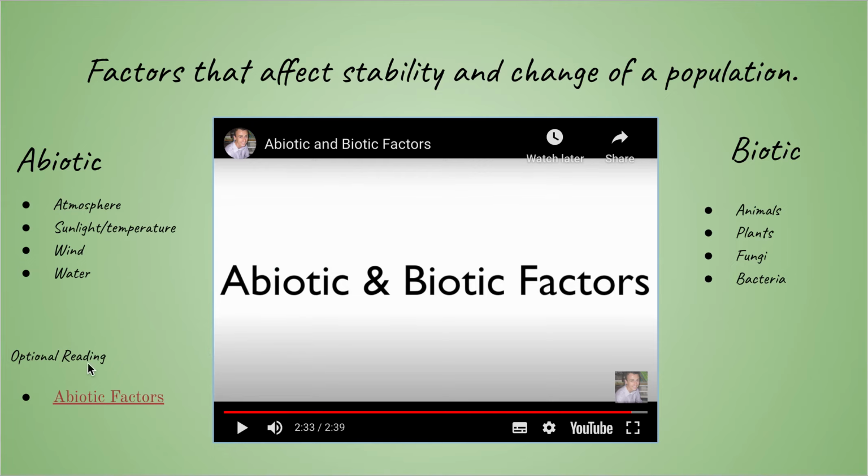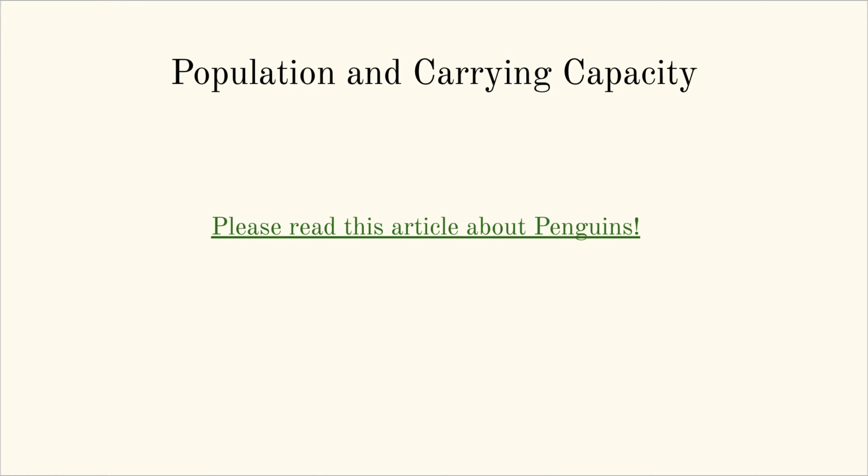Here I just have an optional reading. On the bottom left, there is a link to more abiotic factors if you would like to learn more. Okay, so I'm going to have you pause the video. You're going to click on this link, and here's a great example of penguins. It's a story about the population of penguins and carrying capacity. Once you have read this article, it will prove to me that you understand carrying capacity.